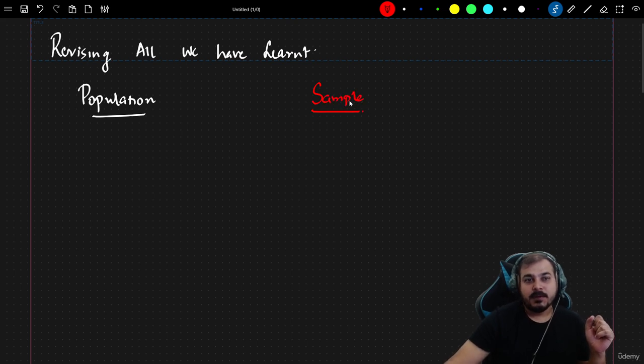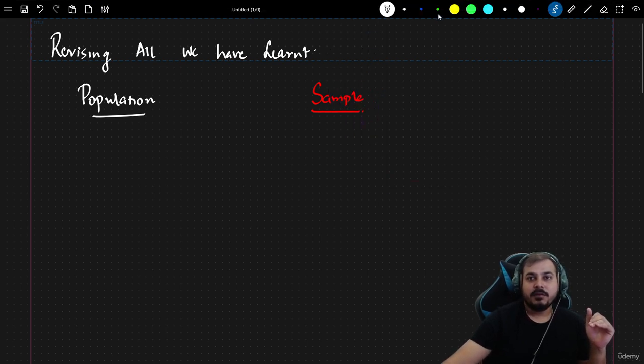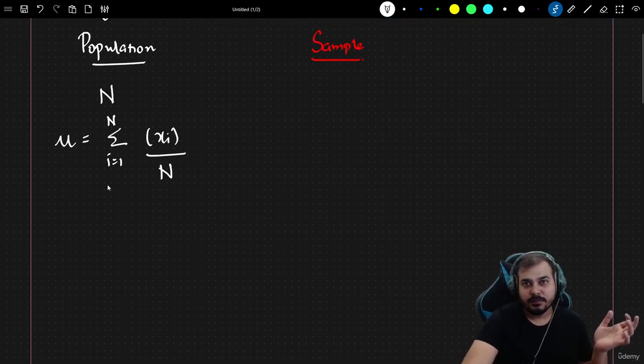Now, with respect to population, usually the population is denoted by capital N. Suppose I denote this by capital N, and the population mean, which is given by mu, is defined by the formula: summation of i equal to 1 to capital N of x of i divided by capital N, right? Here we do the summation of all the data points present in x of i, and that is what we say is the population mean.